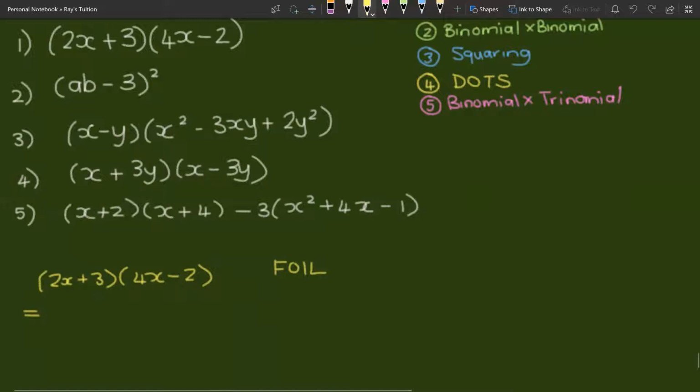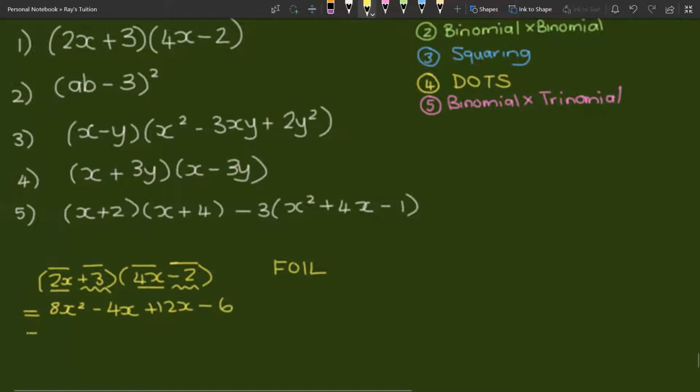The F in FOIL stands for first, so multiplying the two first terms together, 4x times 2x is 8x squared. O is outer, so multiplying the two outer terms of each bracket, we have 2x times minus 2, which is minus 4x. I is for inner, so multiplying the two inner terms, 3 times 4x, which is positive 12x. And lastly, 3 times minus 2, the two last terms, we get negative 6.